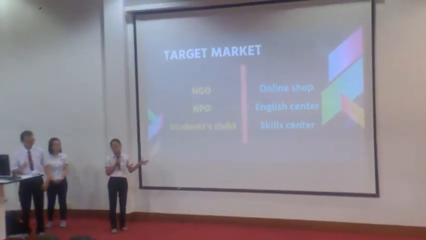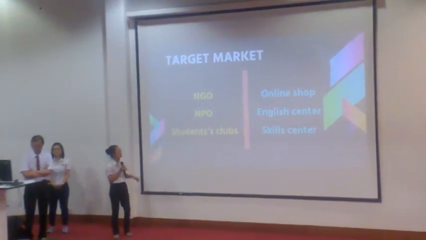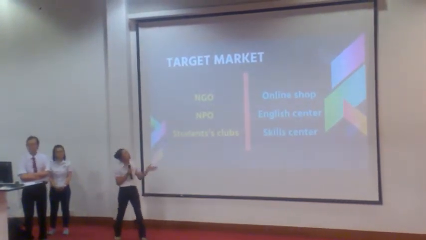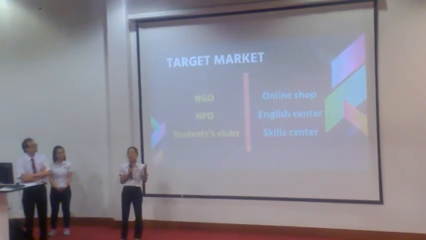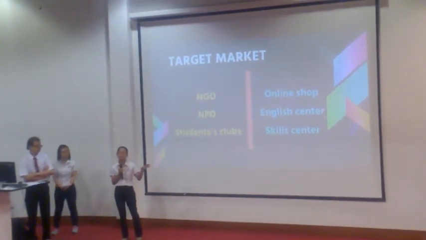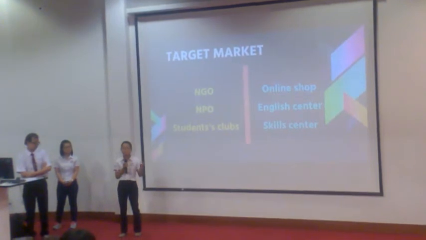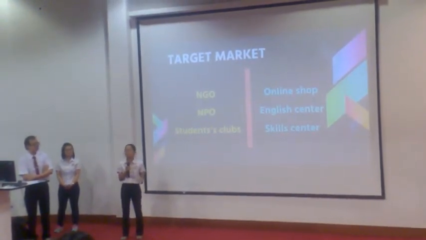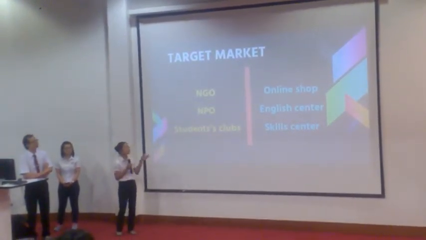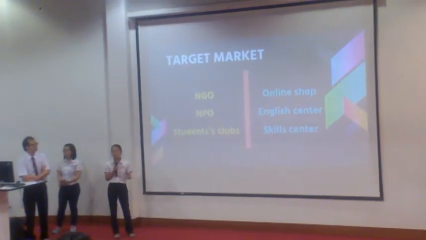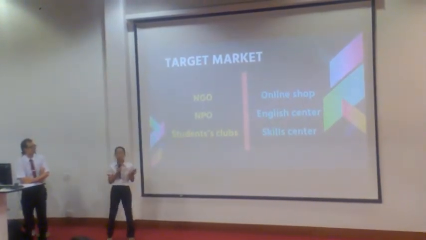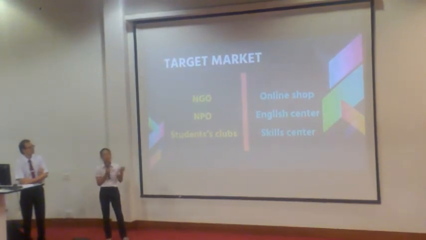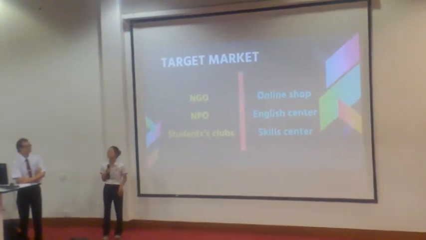For the profitable organizations, we aim at online shops and e-centers or skill centers, which have really high demands for collecting data, especially on fan pages, Instagram, or Twitter. And the second group is the non-profitable organizations. They are non-governmental or non-profit organizations and also student clubs.